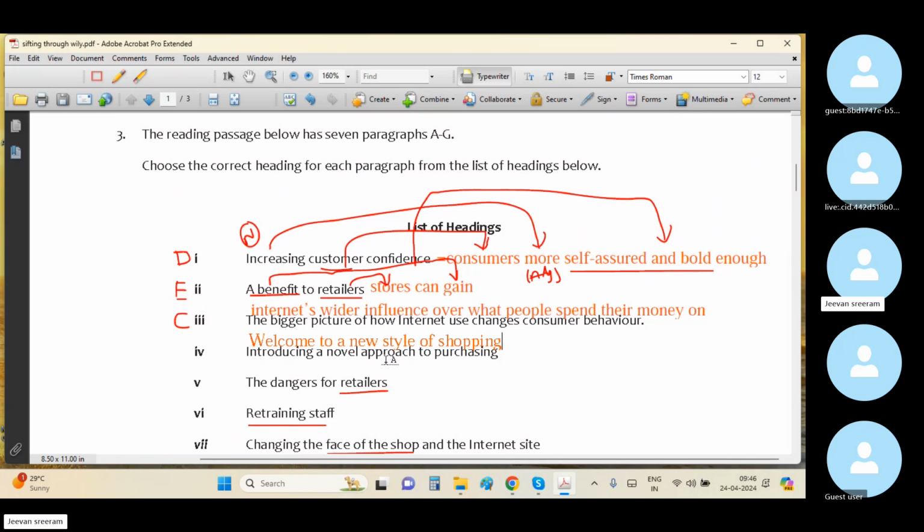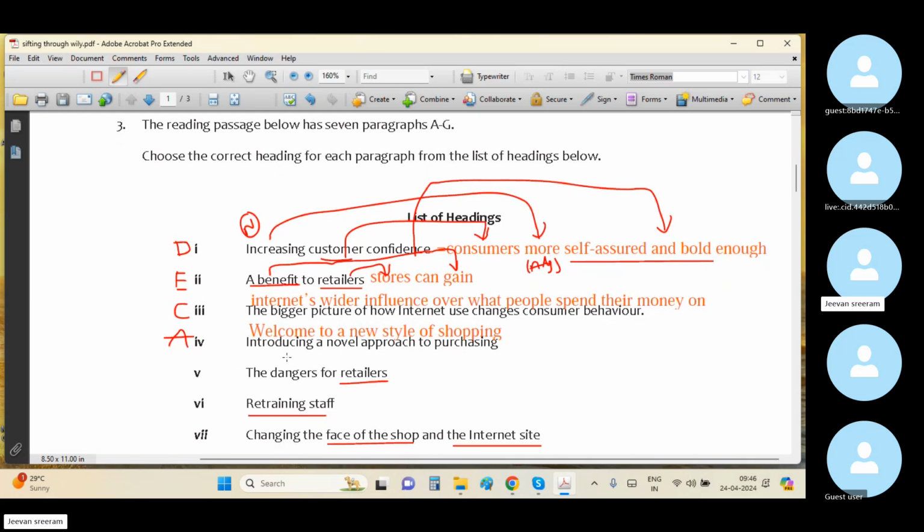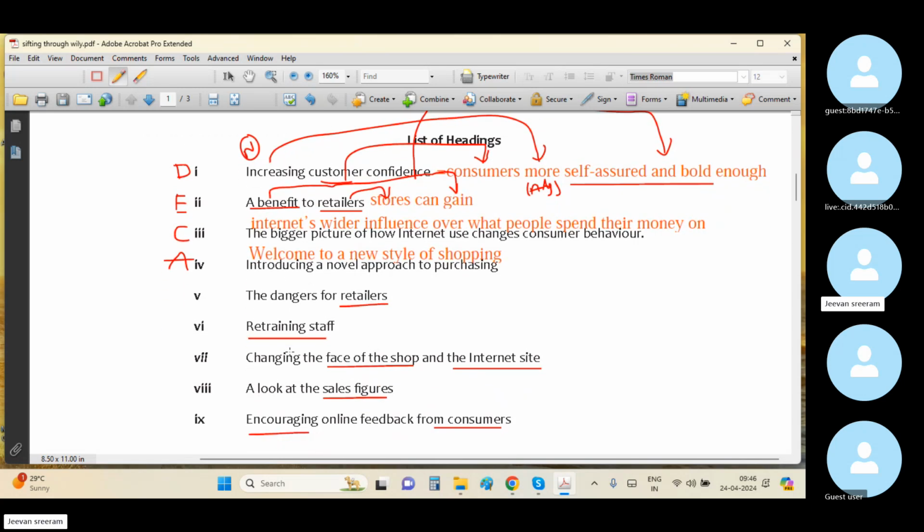Okay. Welcome to a new style of shopping. Introducing a novel approach to shopping. So A is the paragraph in which I have seen the meaning of the heading. Please observe single line to single line paraphrasing. So this passage is so easy. Difficult passage means a few ideas may be briefed into a single idea to create questions, or a big paragraph might be paraphrased or briefed into a single idea as part of a question, right?